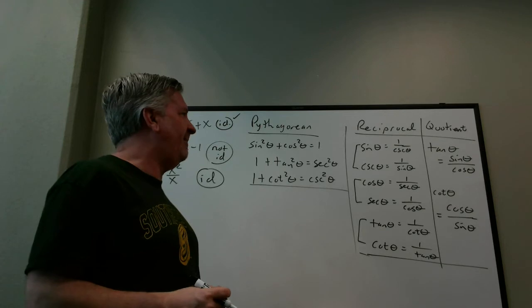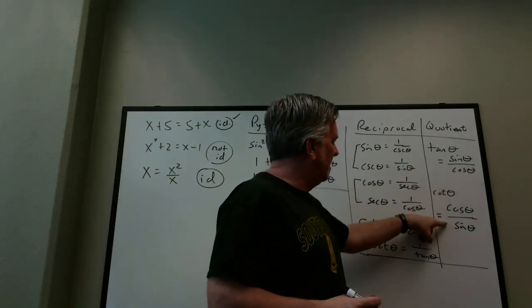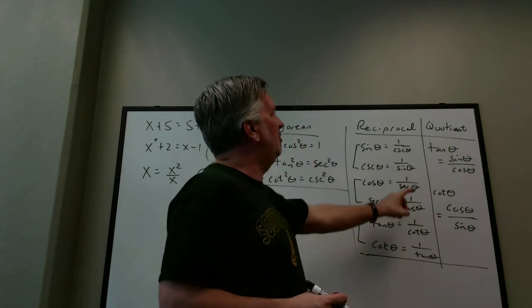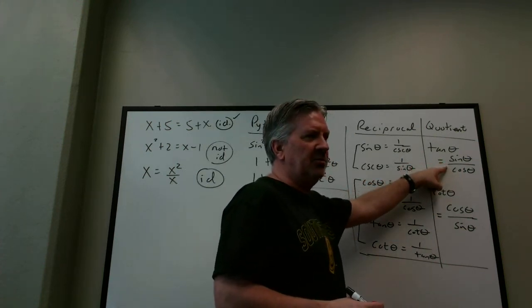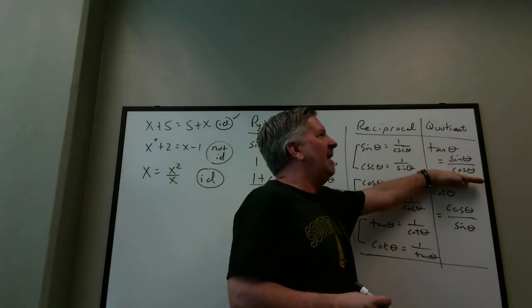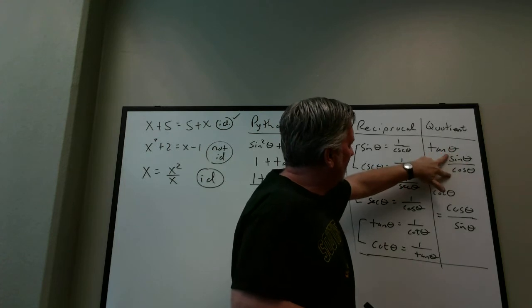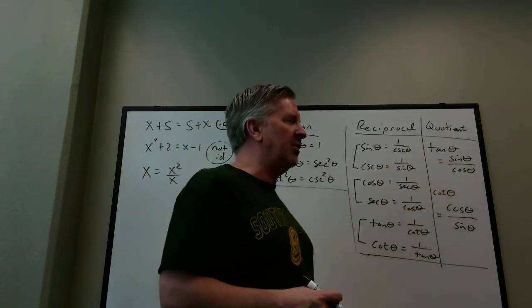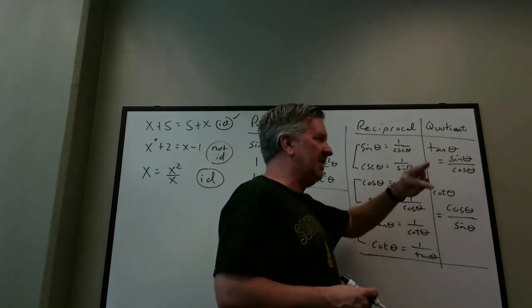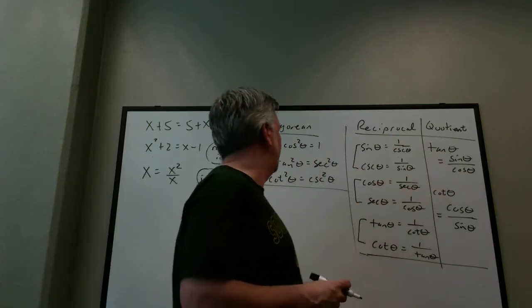Okay? Now two we haven't discussed, which are new. Tangent is sine divided by cosine, cotangent is cosine over sine. If you can just remember one of these, you get the other one for free. I know tangent of theta is sine theta over cosine theta. I know cotan is a reciprocal of tan. So if I know tan is sine over cosine, cotan is the reciprocal, cosine over sine. So you have to know these, and if you know one of these, you get the other for free.